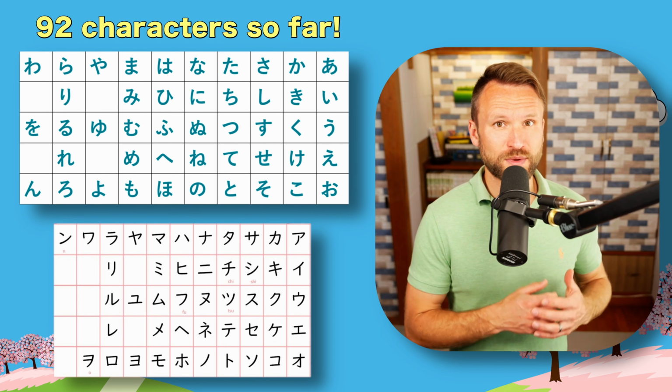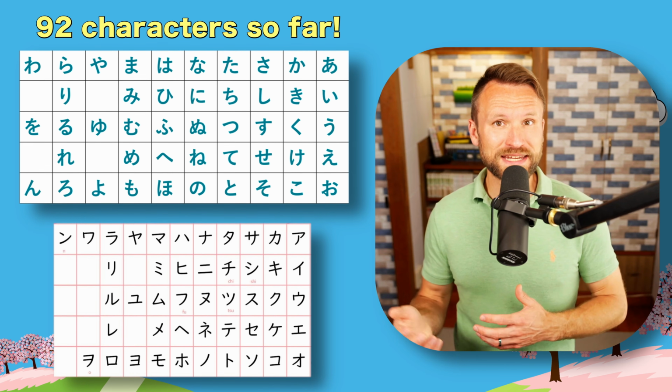Let's practice reading some words that contain all the characters we've learned so far to help them stick even better.